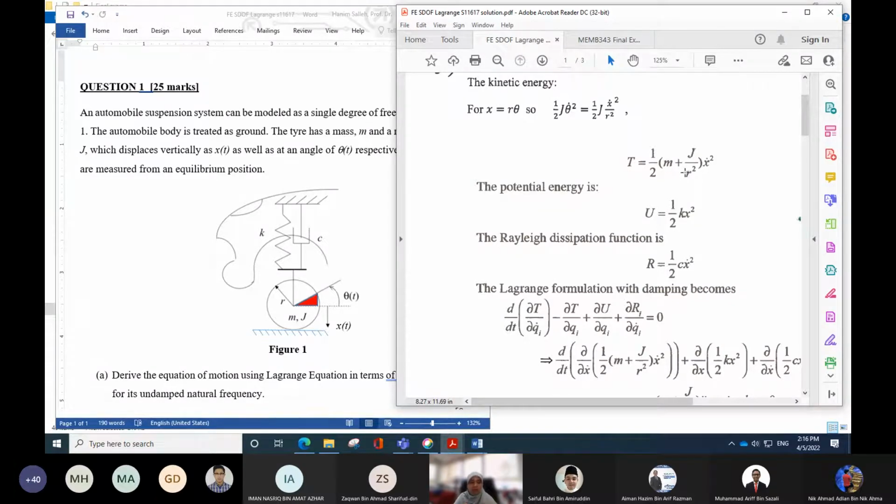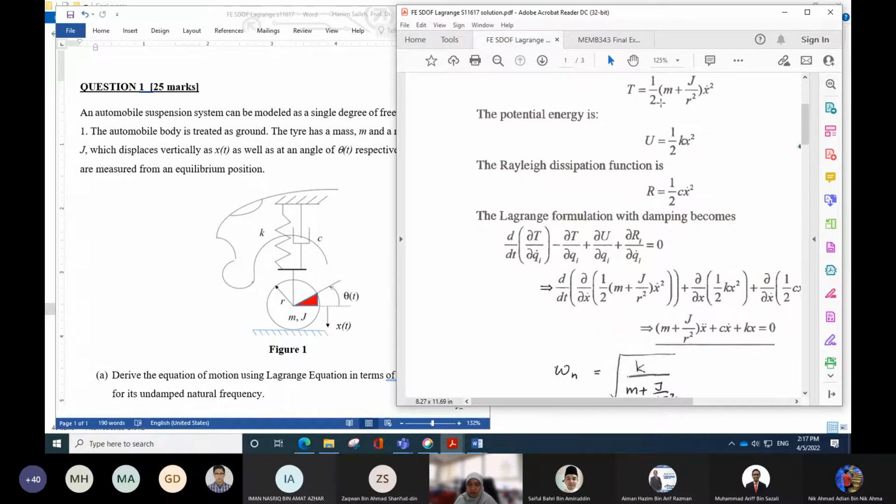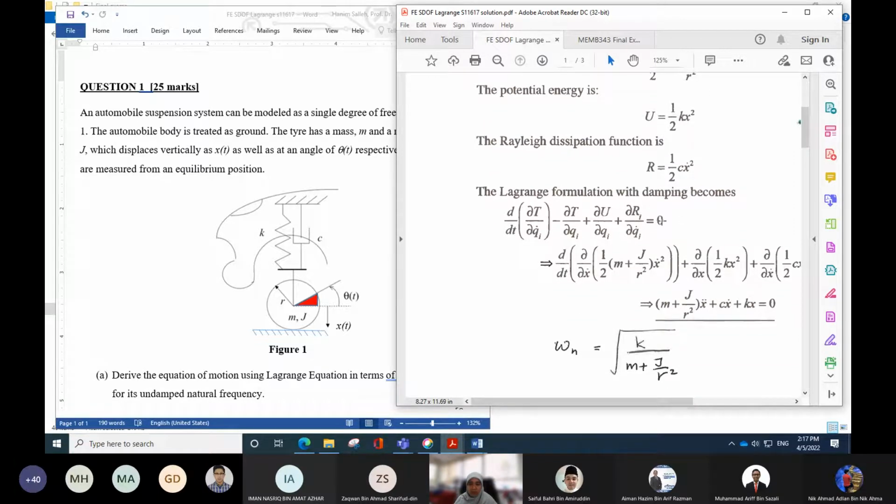This is a single degree of freedom system. You don't need to think about relative displacement. You just identify the elements, the K, the C, the M, the J here, then substitute into this formula. You have your T, U, and R. Basically, this R, Rayleigh's dissipation function, was D just now in your original equation, and your V is your U. Then we just write it.